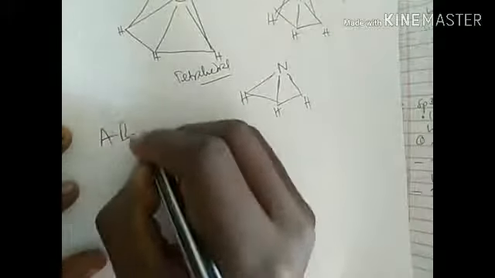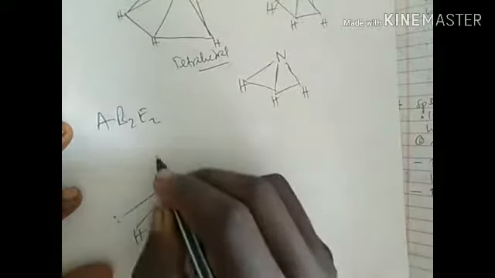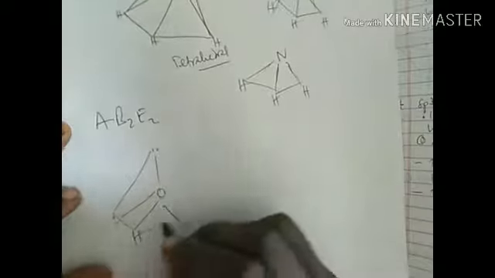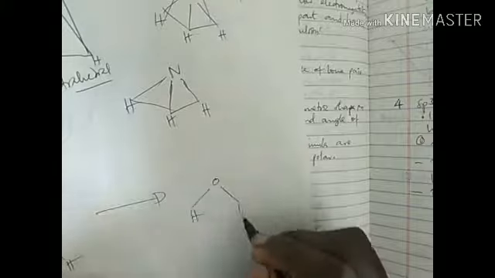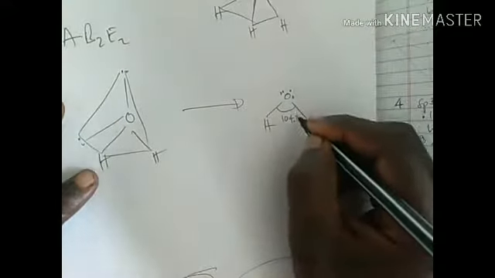So if we have two lone pairs, AB2E2, for example in water, we have oxygen, then hydrogen, and then hydrogen, then a lone pair, and then a lone pair. So the shape of the molecule will be like this. With two lone pairs, the shape will change to bent, and the water molecule will appear like this. So what we can say here is that in this case the shape is bent, with the bond angle in water being 104.5.